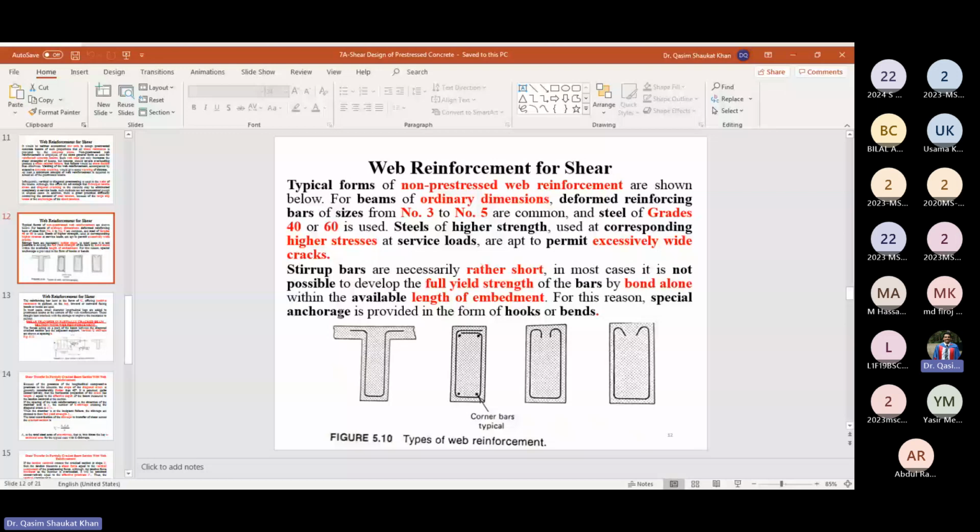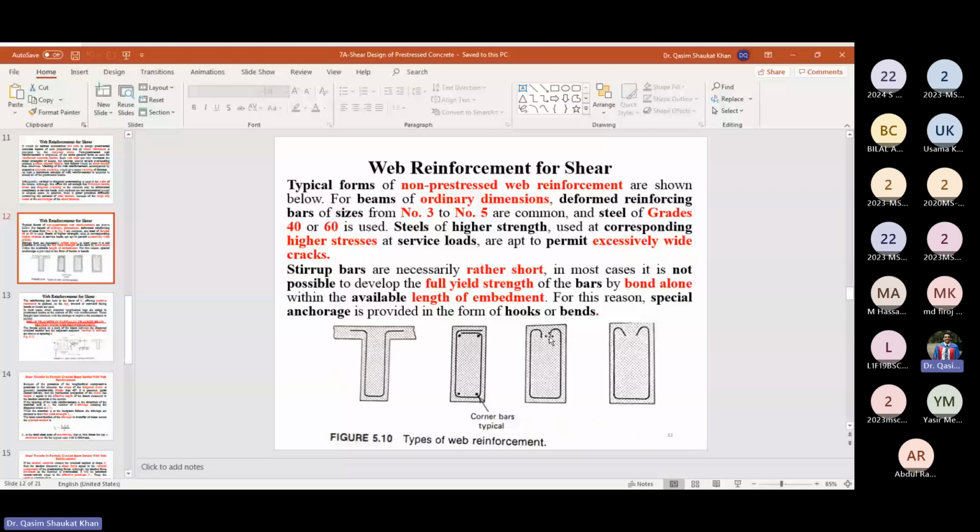So these are the types of the web reinforcement. In our case, we will be having I sections, or T sections, pre-stressed beams. So in those cases, we have this type of the web reinforcement. In case of the rectangular cross sections, we can have the hooks or the bends. So is this point clear?